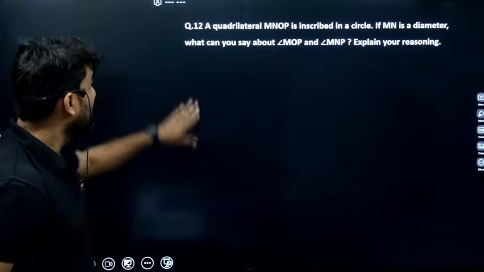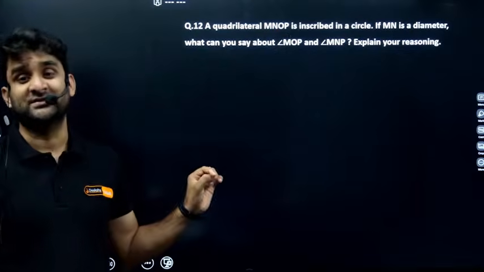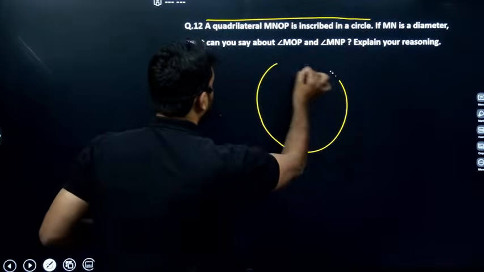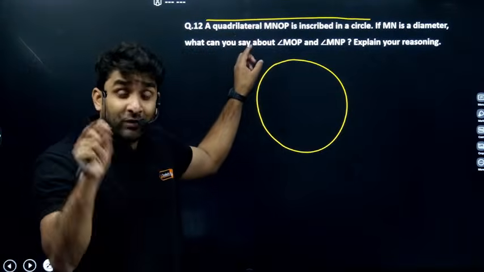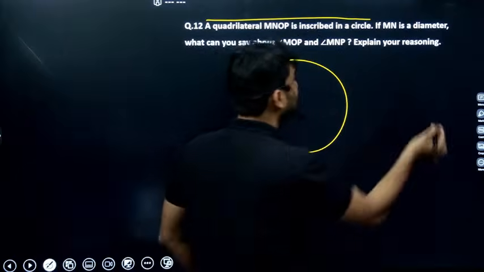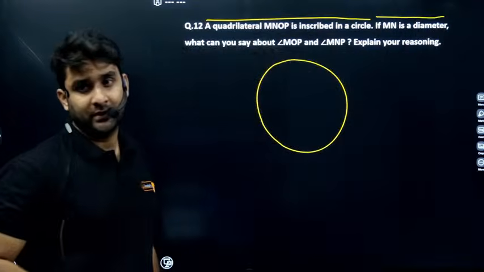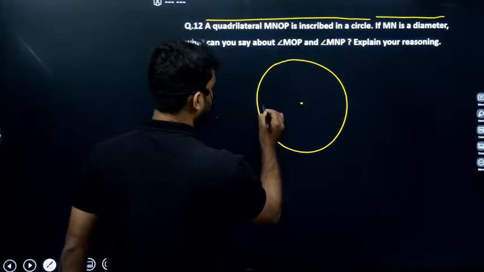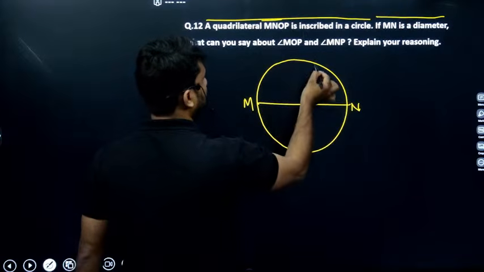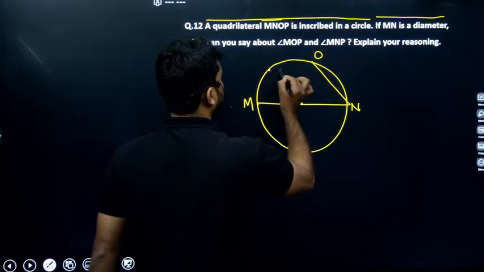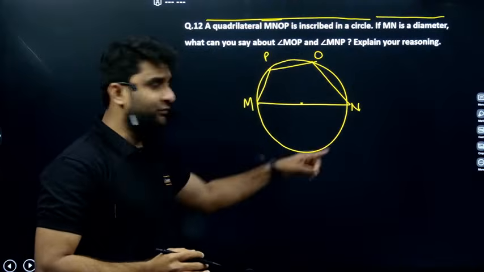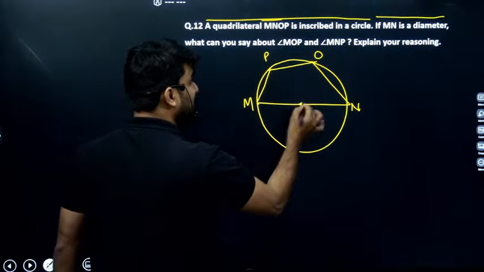Okay, look at the question. A quadrilateral MNOP is inscribed in a circle. Come on, read the question and draw the diagram. So we have a circle here, and one quadrilateral is drawn inside the circle. Inscribed means inside the circle. But the twist is, MN should be the diameter. So here is the center and this is MN. And what is the quadrilateral? MNOP. So O will be here somewhere and P will be here somewhere. So now the quadrilateral is ready, but MN is the diameter.